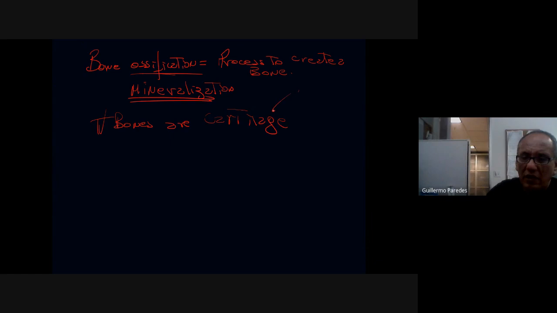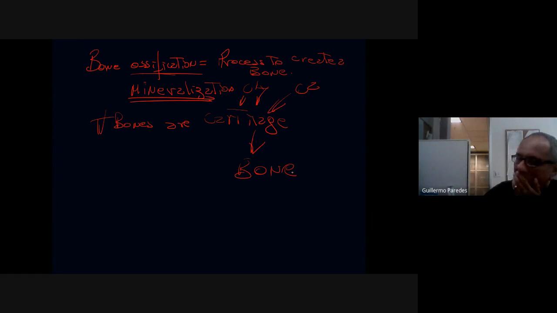So what does it mean? They are going to produce the deposit of calcium. I will show you in a few moments. This process is also called mineralization. Mineralization is another way to call the ossification. Now, listen to this. All bones at the beginning are cartilage. Then cartilage is going to get deposits of calcium, and this cartilage is going to turn into a bone. Is that clear?